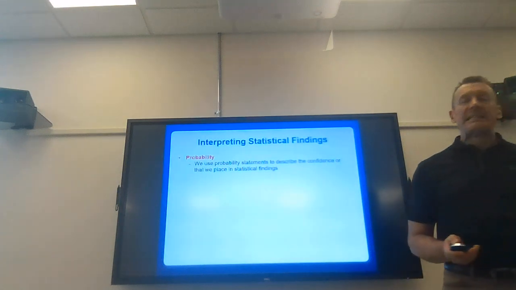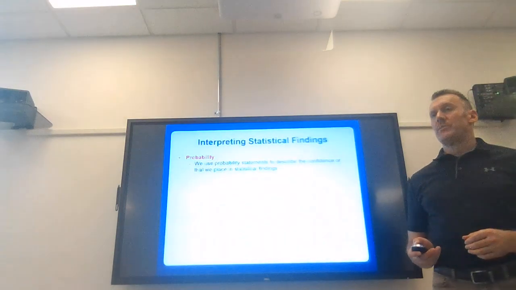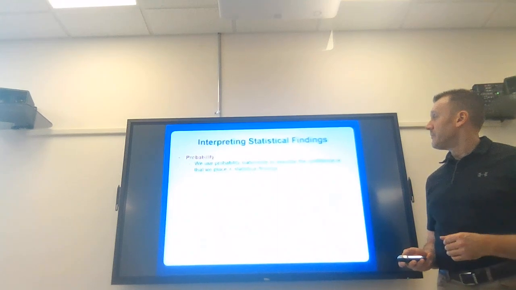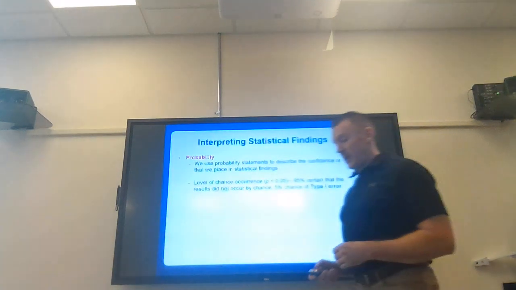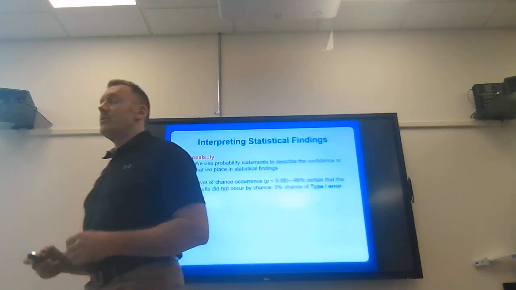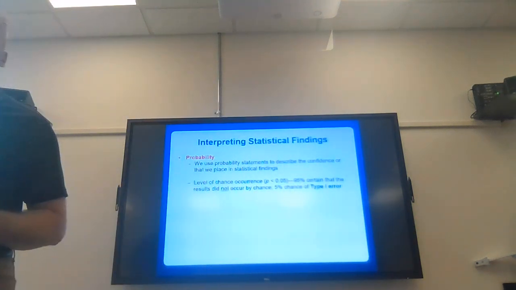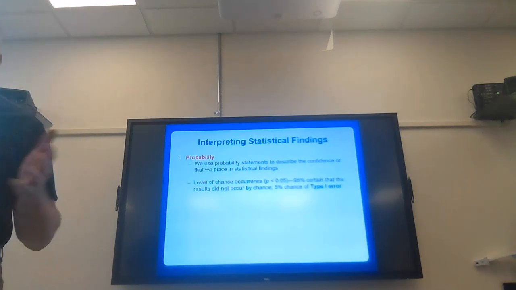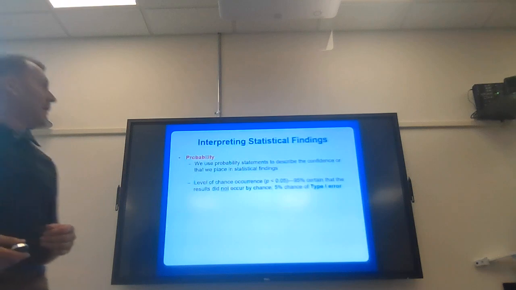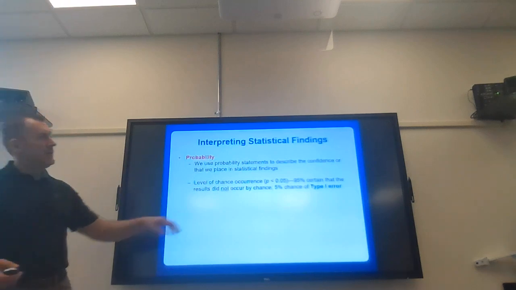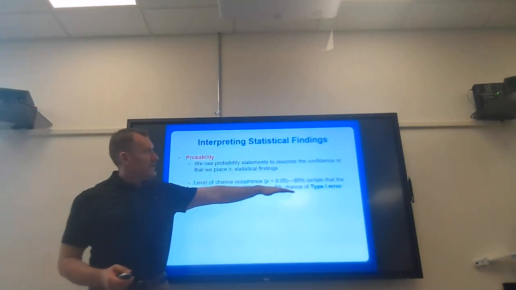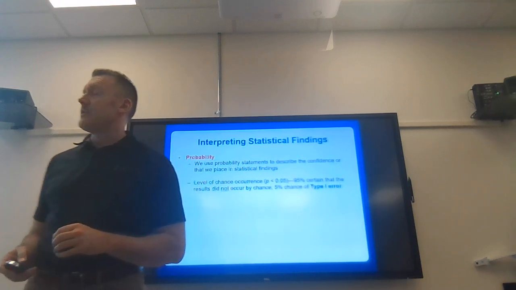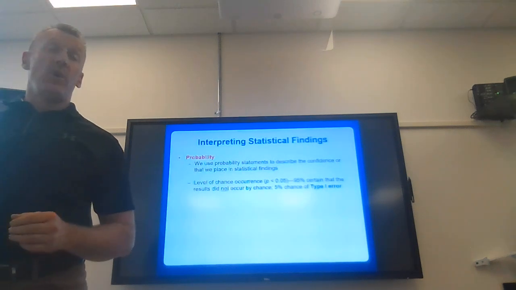So we use probability statements to summarize our conclusions about our statistical test. In HHP, the typical probability value is 0.05. So there's a 5% probability that results were due to chance. In other words, there's a 5% chance of a type 1 error. So it's important to understand what a type 1 error is.